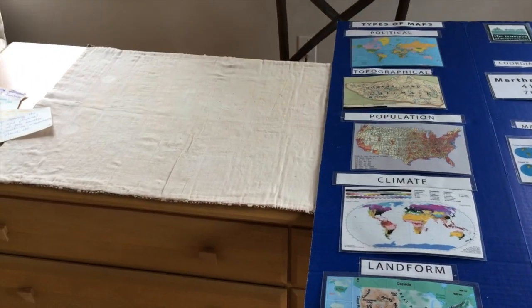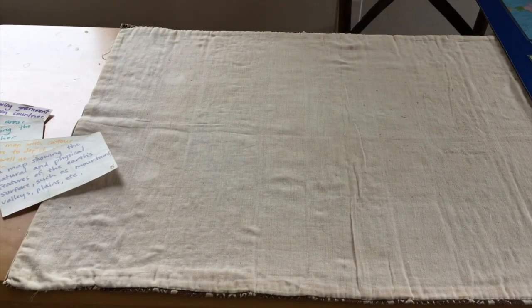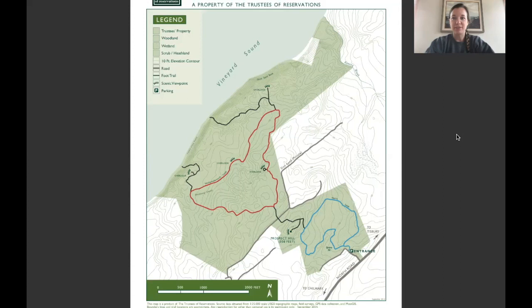Great. Now we know these 5 different types of maps. Let's take a closer look at what exactly a topographical map is and what those contour lines are telling us. So here we are looking at a topographical map of Menemsha Hills Reservation in Chilmark on Martha's Vineyard. If we look at this map, we can see lines on the map. These are contour lines. Can you take a guess what contour lines are telling us and what they're representing on this map? If you said elevation, then you're correct.